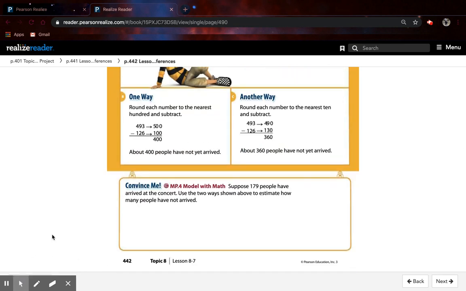Okay, in the convince me section at the bottom, it says, suppose 179 people have arrived at the concert. Use the two ways shown above to estimate how many people have not arrived. So my new equation I'm going to write over here. My new equation is 493 minus 179.